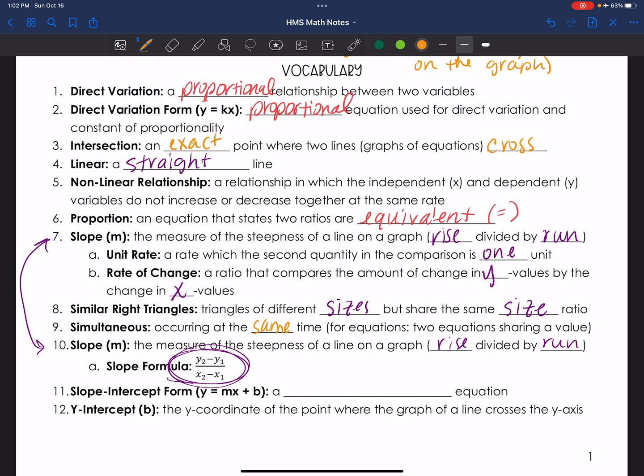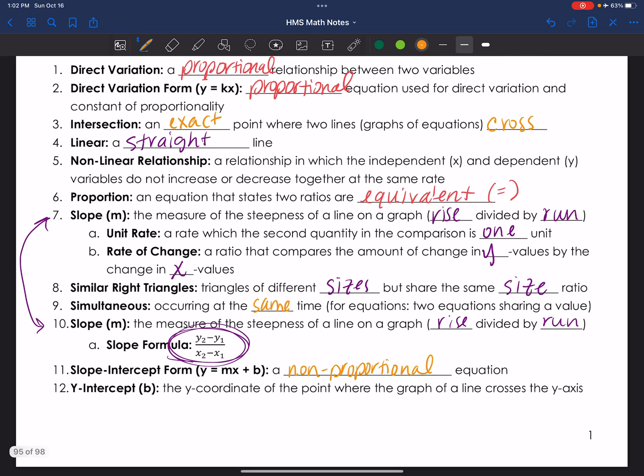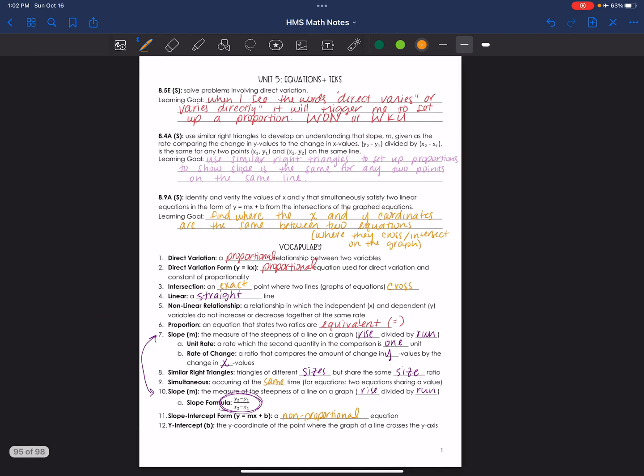The slope-intercept form is one that you already know. It is y equals mx plus b format, meaning we have a multiplicative and an additive. It is basically just our non-proportional equation, where our proportional equation is y equals kx, which we did day 1. The y-intercept is the y-coordinate of the point where the graph of the line crosses the y-axis, which you already know that. So let's get into today's notes.